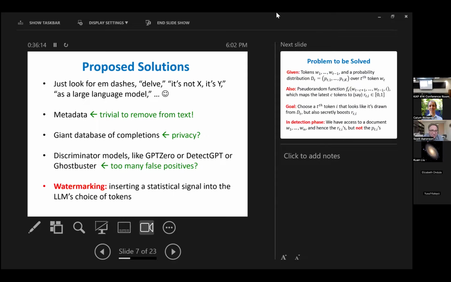Okay, so that brings us to watermarking, which means slightly modifying the way that an LLM works to insert a hidden statistical signal into the choice of tokens that can later be detected if you know what to look for. But if you're just a casual reader, it should be totally undetectable. So in some sense, watermarking is just taking advantage of the entropy, or the randomness, that is already there in the output of any LLM, just because of how they work.